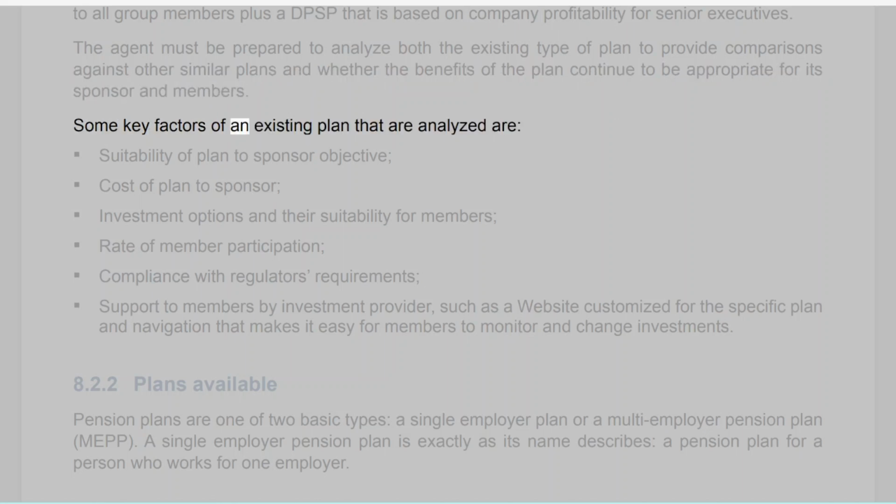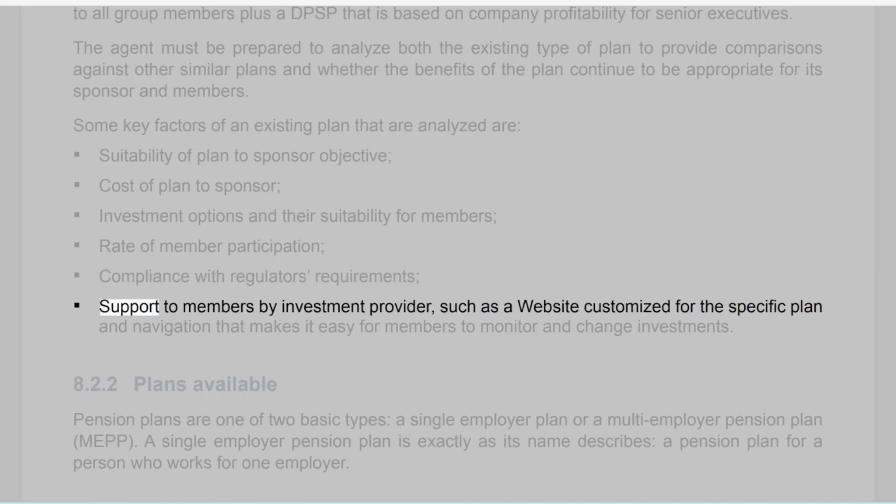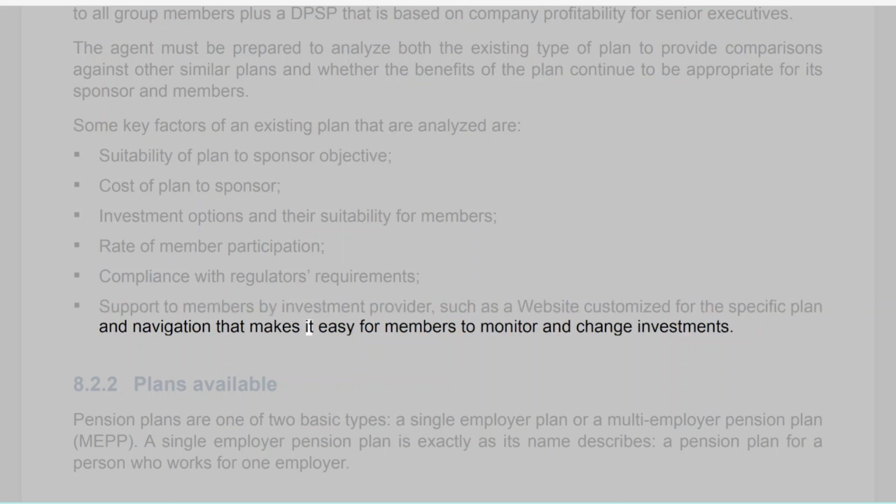Some key factors of an existing plan that are analyzed are: suitability of plan to sponsor objective, cost of plan to sponsor, investment options and their suitability for members, rate of member participation, compliance with regulators' requirements, and support to members by investment provider, such as a website customized for the specific plan, and navigation that makes it easy for members to monitor and change investments.